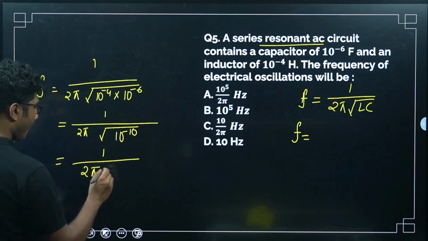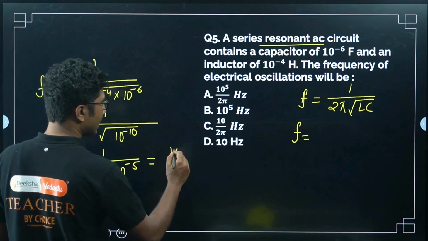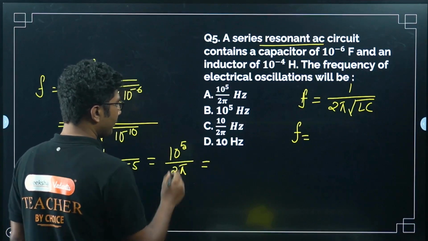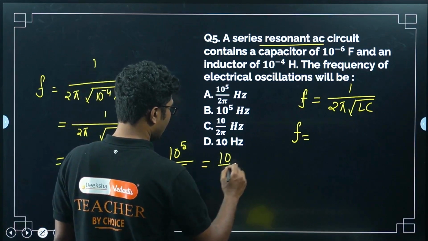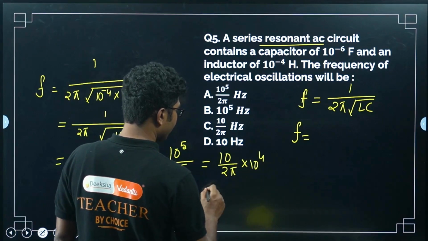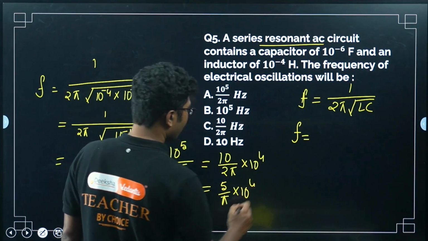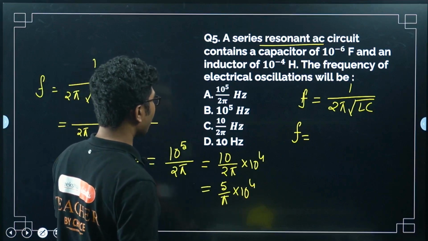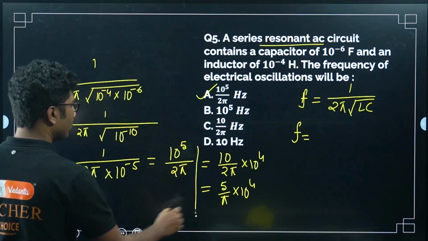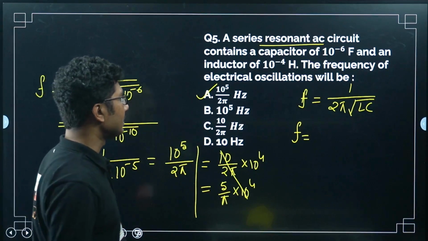So 10 to the power of minus 5. So you can simply solve this as 10 to the power of 5 by 2 pi, or if you take 1 by 10 out, I think I taught you this trick once before, it will be 5 by pi times 10 to the power of 4. But they have directly given it as 10 to the power of 5 by 2 pi, so we don't need to do this method. So 10 to the power of 5 by 2 pi is the correct answer.